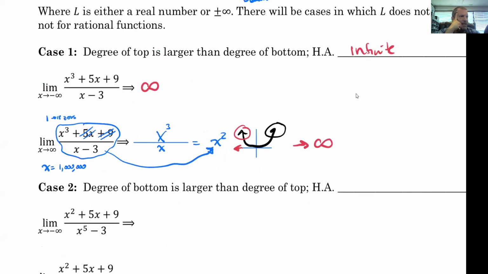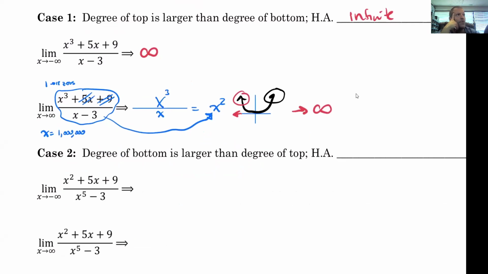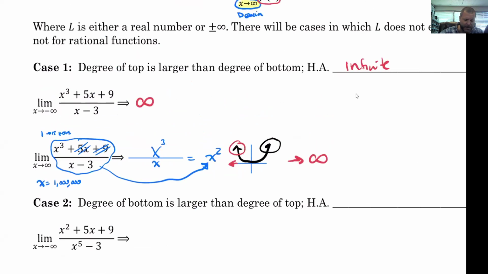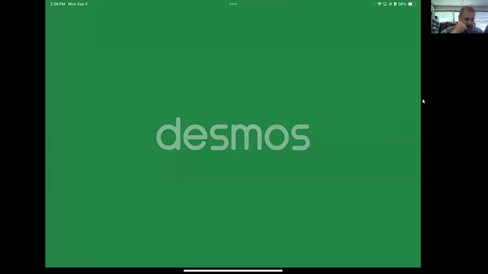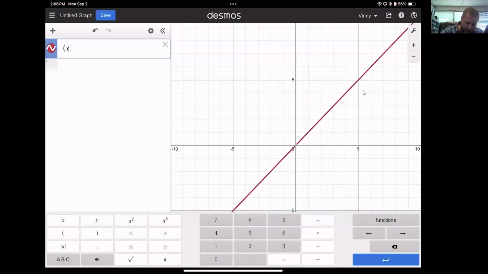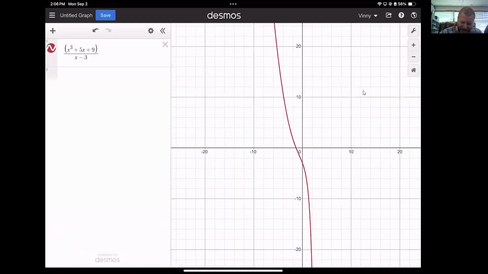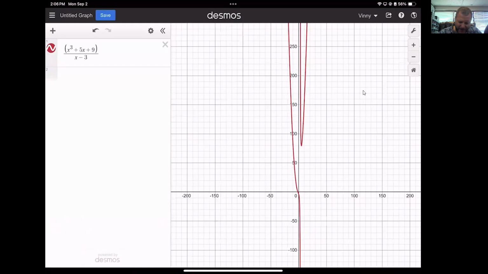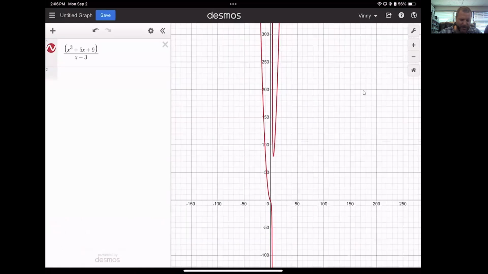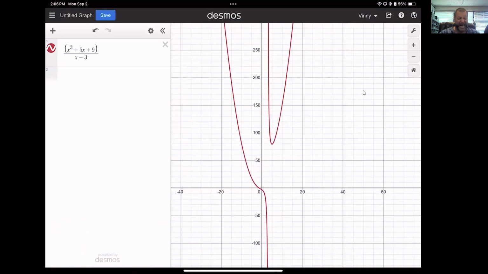So if I look at this second one, let me actually just show you this. Suppose I just threw this into Desmos for a second. So I've got x to the third power plus 5x plus 9, and I divide by x minus 3, right? We have some weird stuff going on here. There's some vertical asymptote. So this is what this function looks like.